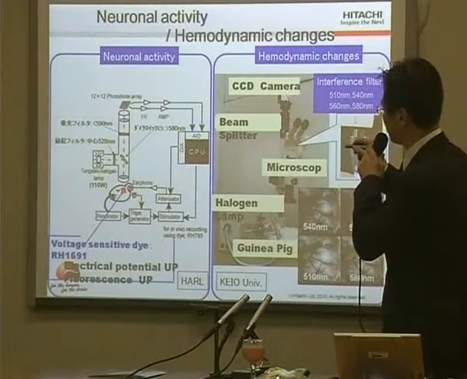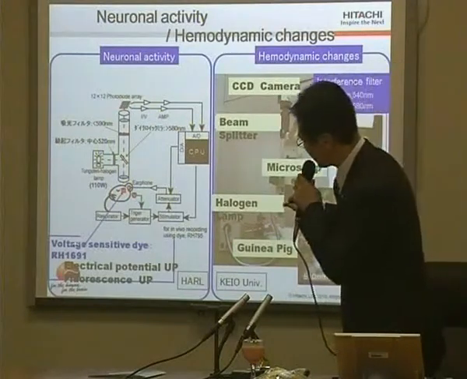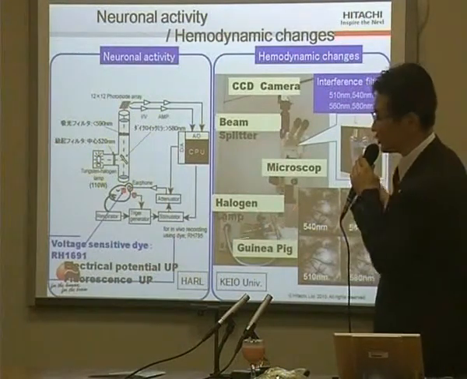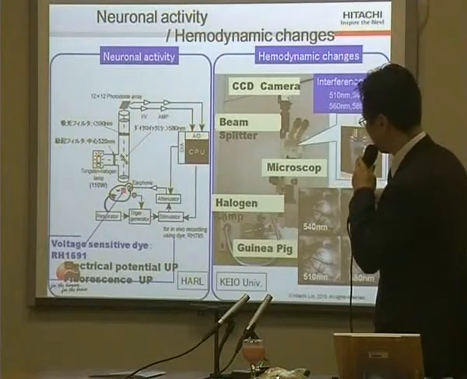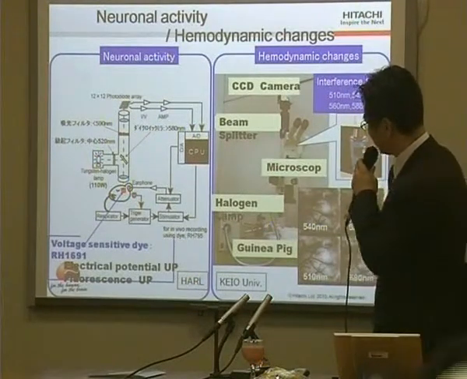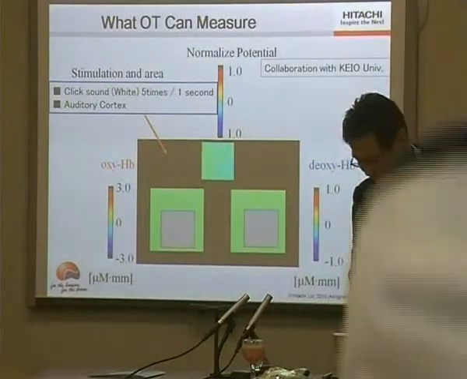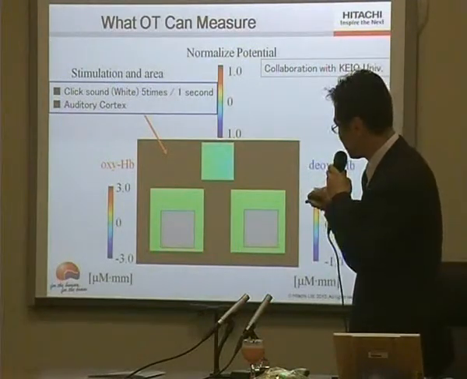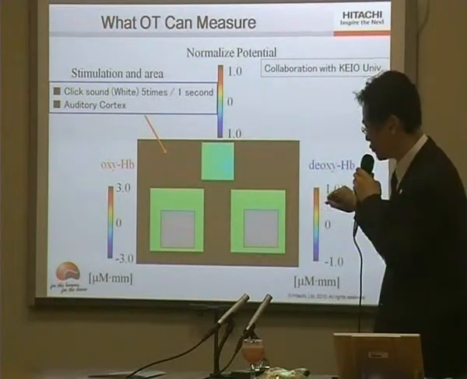And we can measure the neuronal activity using these instruments. We are using a voltage sensitive dye in the rat brain, and this system can also measure hemodynamic change. So we can observe neuronal activity and hemodynamic change when the rat was stimulated by sound. And this is the image. This area shows the neuronal activity, and this area shows the oxygenated and deoxygenated hemoglobin, so hemodynamic change.